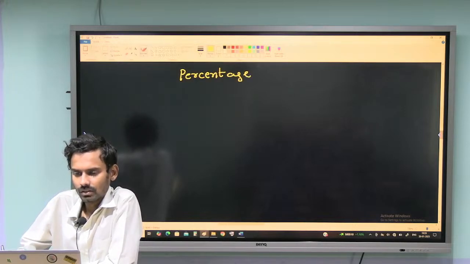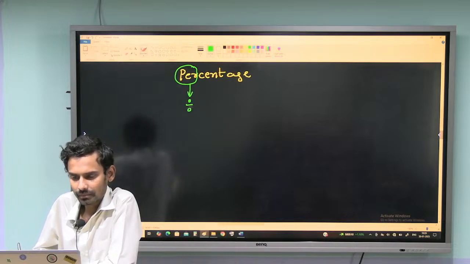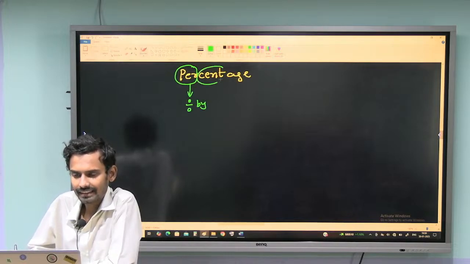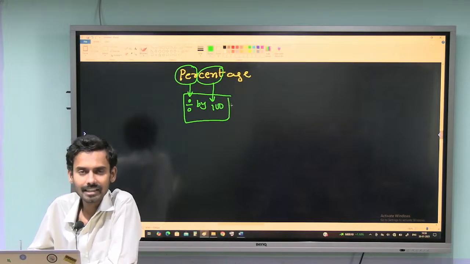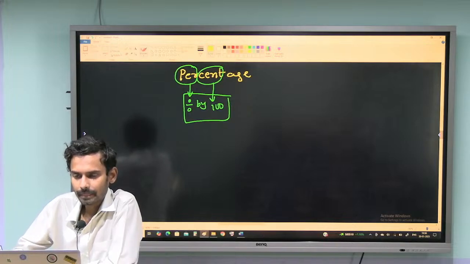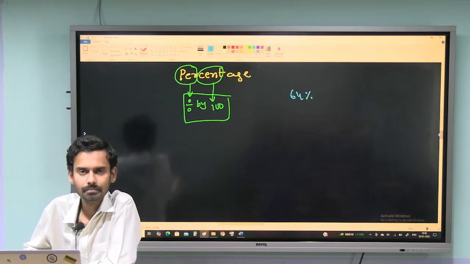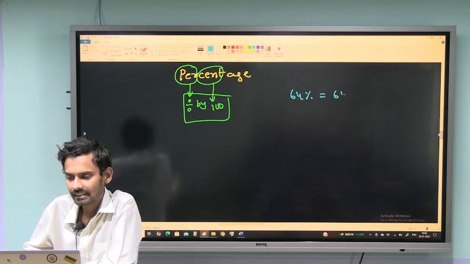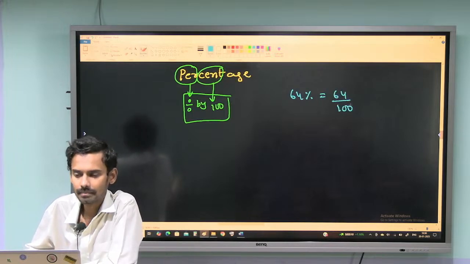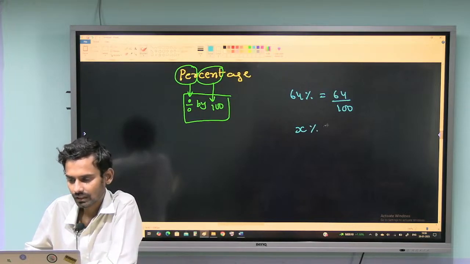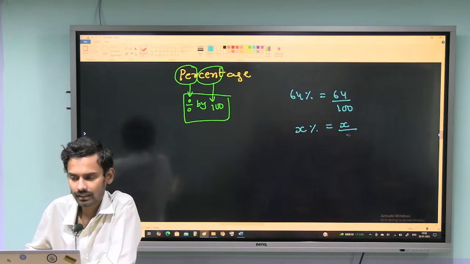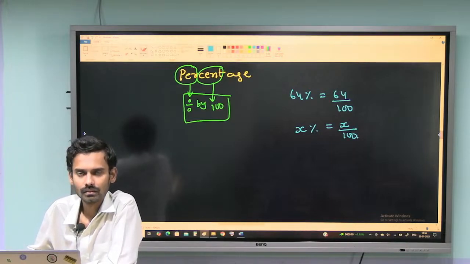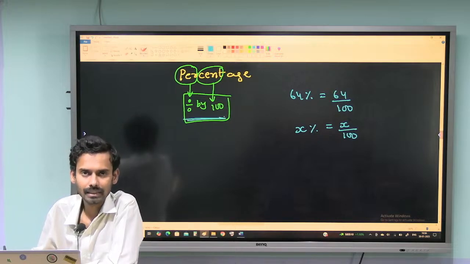Percentage: the meaning of the word "per" is nothing but divided by, and the meaning of the word "cent" is 100. So in general, percent means divide by 100. Suppose I say some random number, 64%, it simply means divide 64 by 100. Similarly, if I give you any number x and put percentage in front of it, you need to divide that number x by 100, which means percentage is divided by 100.